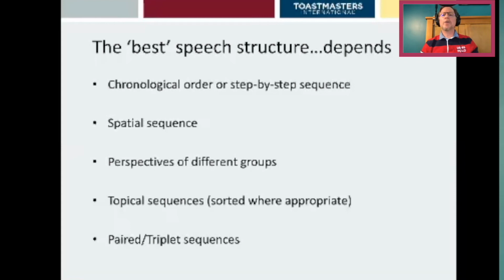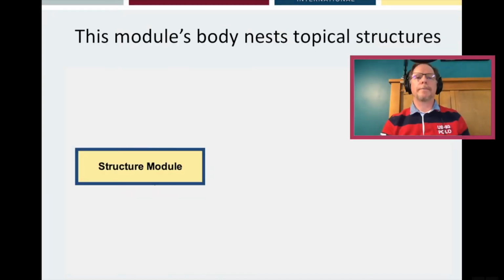Last one is there are lots of paired or triplet sequences that you could do. You can talk about the cause and the effect of something. You can talk about advantages and disadvantages, cost and benefit. You can talk about a problem, the solution and the next step. So that's a nice little triad. How your speech flows really depends, but these are all different techniques that you can consider.